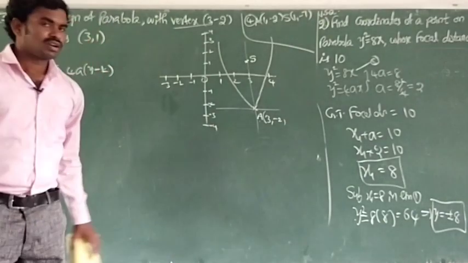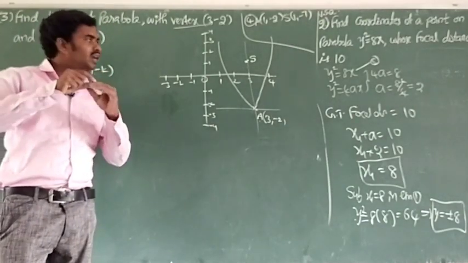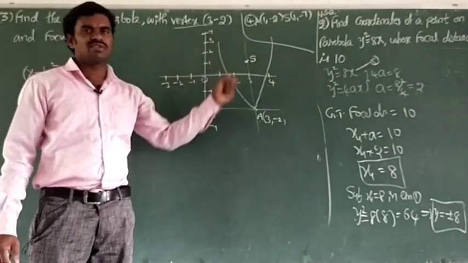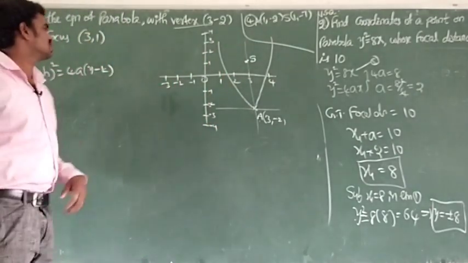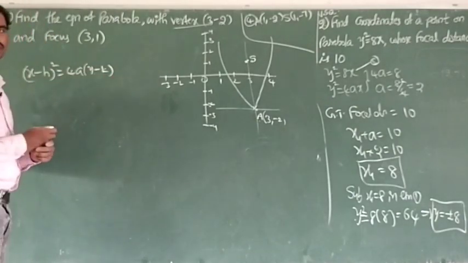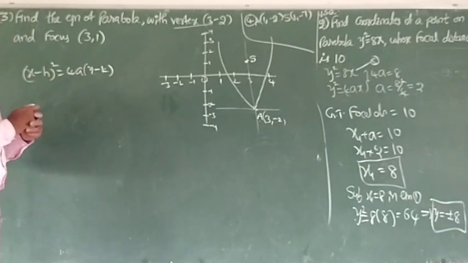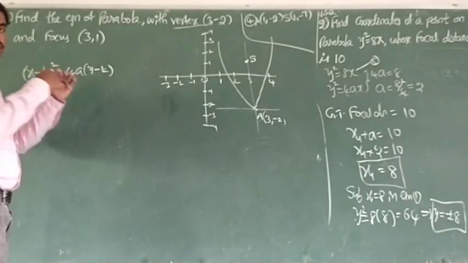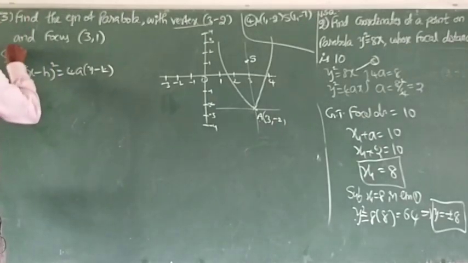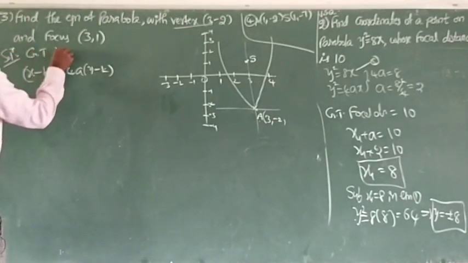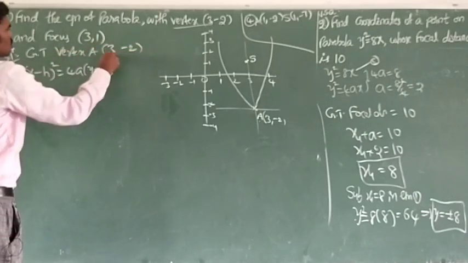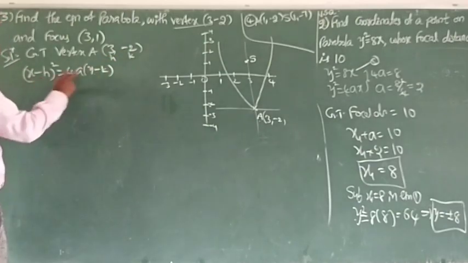In part 1, I told you very clearly about the structure of the types of parabola equations and graphs. So here, according to the graph, I can take x minus h whole square equal to 4a into y minus k. Just keep this equation in your mind. First, the vertex is considered as h comma k. So, solution: given that the vertex is 3 comma minus 2, this is h and this is k. So we got the h value and k value.